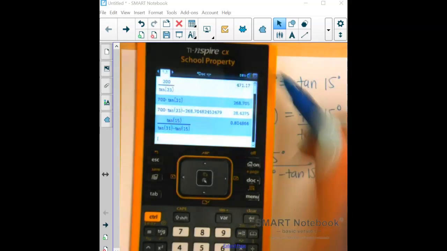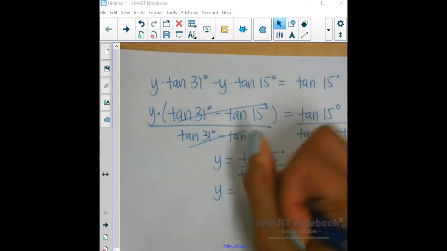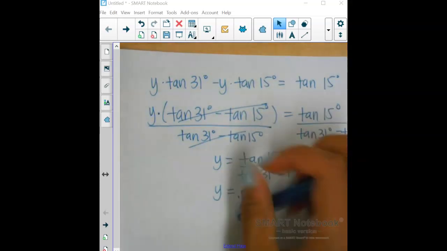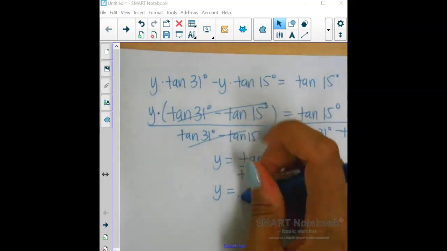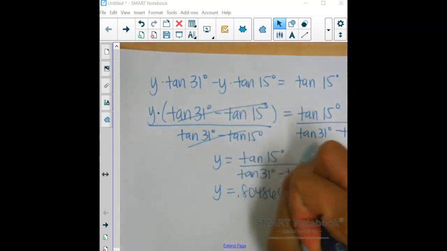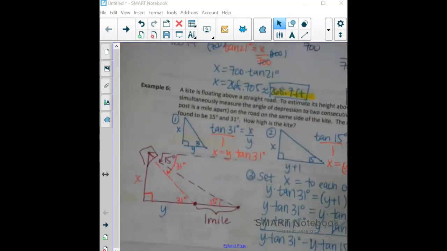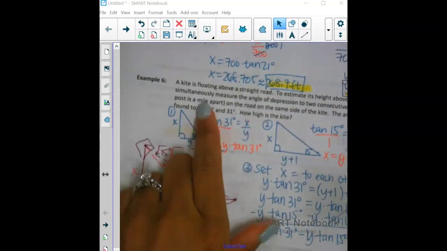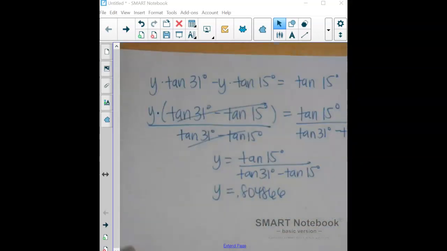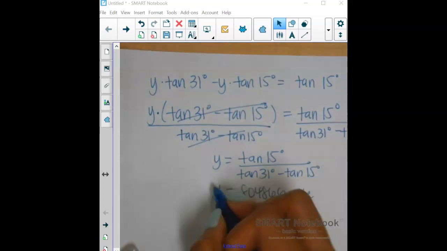Make sure your calculator's still in degree mode. It still is. And I'm going to be able to write that as my answer. So 0.804866 is going to be my decimal. And the unit of this, let me look back. It looks like my unit is the mile, so it's a mile apart. So I'm going to put this as my miles. Okay, cool.